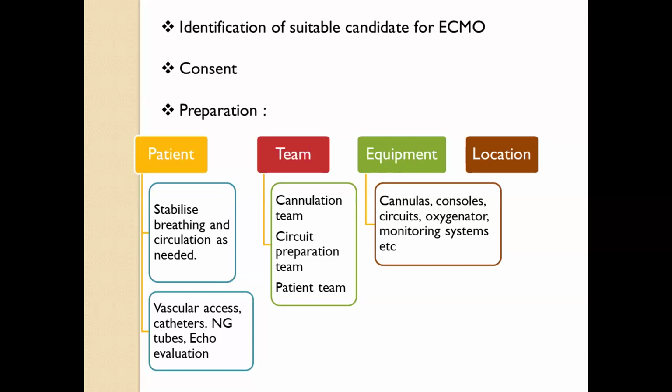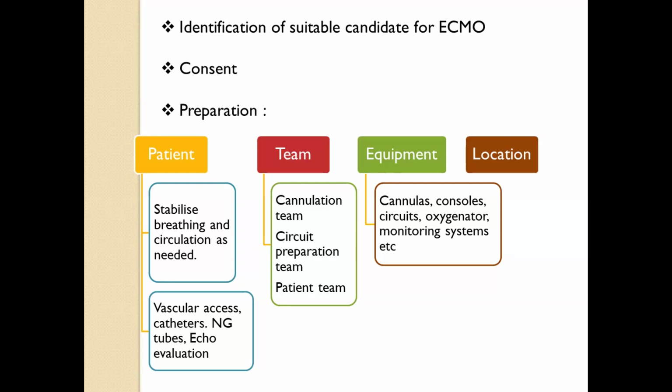The second thing is, of course, the team. We need to have 3 teams working at the same time. One is a cannulation team, which will take over the responsibility of cannulation, taking consent for cannulation and all that. Then there is a team which is looking at just preparing the circuit, priming the circuit and making sure they have the right components of the circuit in place. And then the patient team, like I said, who is trying to stabilize the patient.